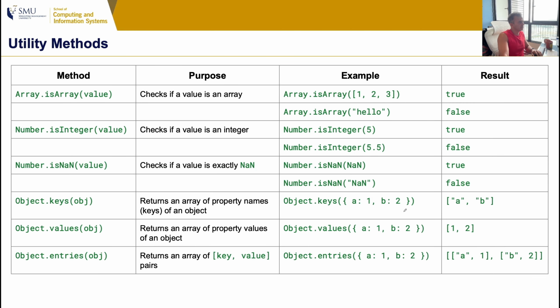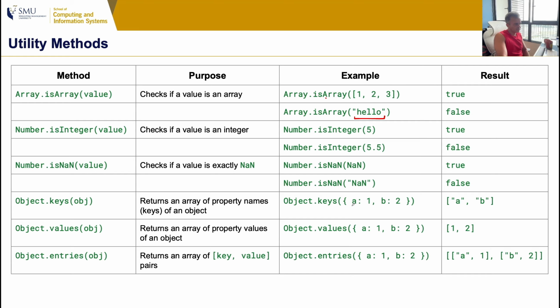Then utility methods, you can check if something is an array. In this case, that will be true. Hello is a string which behaves like an array in certain situations, but it's not an array. It's a string object. Then number is an integer, so true. 5.5 is not an integer, so false. The number is NaN. If it is NaN, then true. And number is NaN on a string NaN, it is false. So you have to know these things.